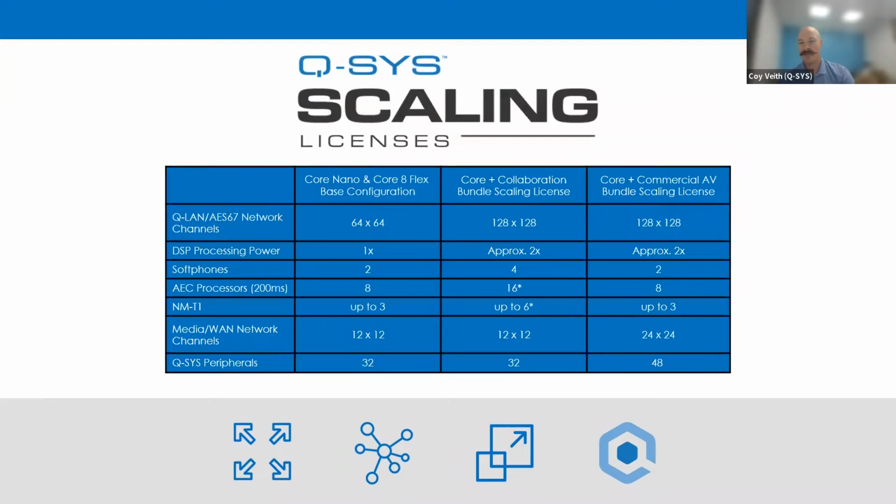So here's a look at our scaling licenses I touched on briefly. You can see in that left column the base configuration that you get with the Core Nano. You get the 64 channels of network audio, the dual soft phone instances that you can run, 8 AEC channels, and up to 3 of our network microphones. As you scale up, you've got your collaboration license and your commercial license, and depending on which one you go with, you get some more features added to the processing of the core. You can stack those together, so you can actually use both on the same core.